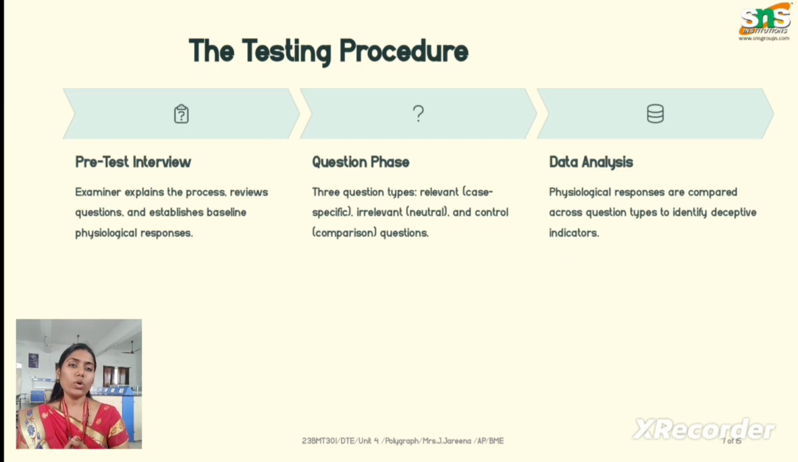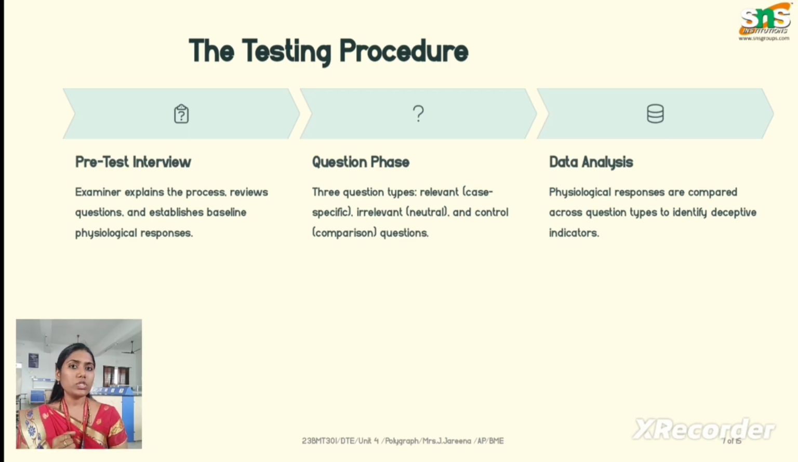Now let's see the testing procedure which is carried out during the interrogation or investigation process with the help of this polygraph device. The first phase is the pre-test interview, the second one is the question phase, and the third one is the data analysis phase.